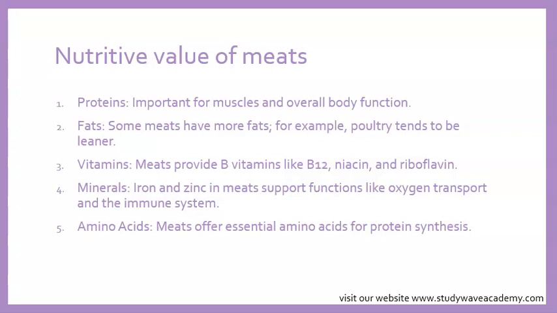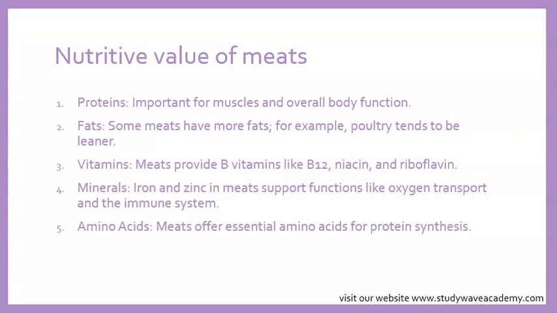Meats also have vitamins. Meats provide B vitamins like B12, niacin, and riboflavin. Meats are a good source of various vitamins, including B vitamins. Minerals. Iron and zinc in meats support functions like oxygen transport and the immune system. Iron and zinc are essential minerals found in meat that contribute to functions like oxygen transport and immune system support. Do you understand? Good.